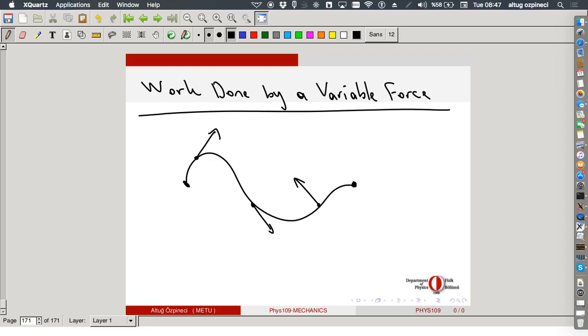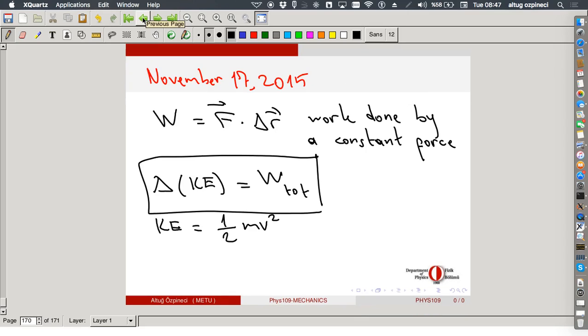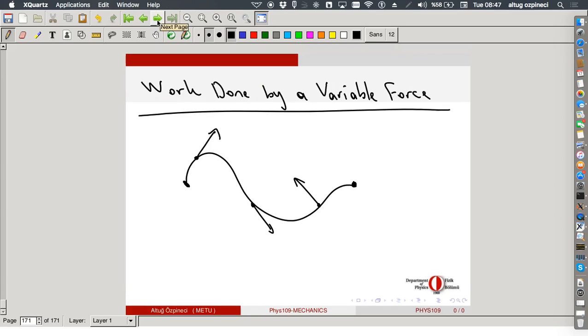Now, in this case, how do we calculate the work? Remember, this expression for the work done by the force is valid only if the force is constant. Here the force is definitely not constant, but nevertheless, there is a trick that we always use in physics. We just divide this very long path into very small segments. So let's say this is how the object moves. We divide it into very small segments.